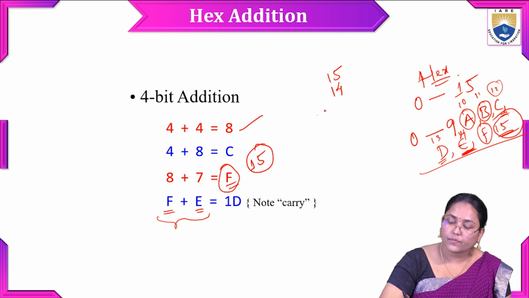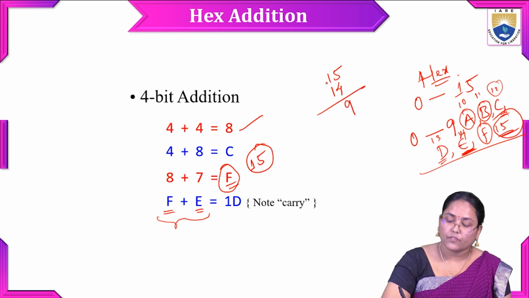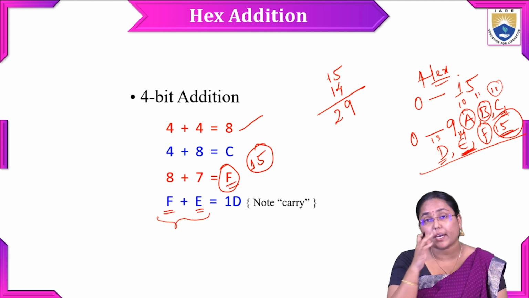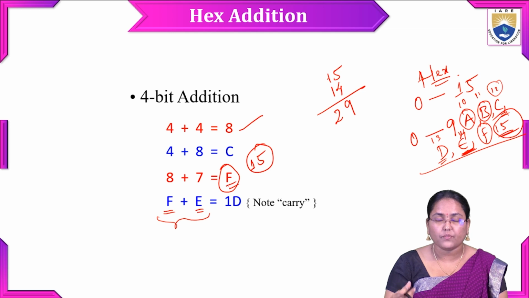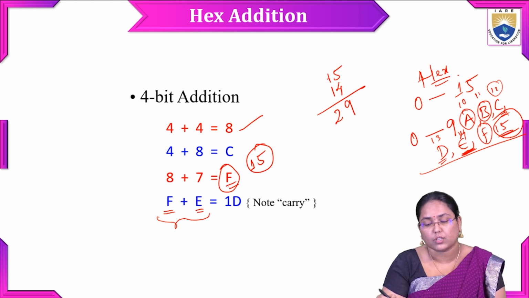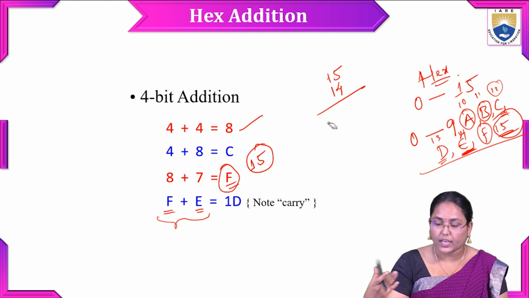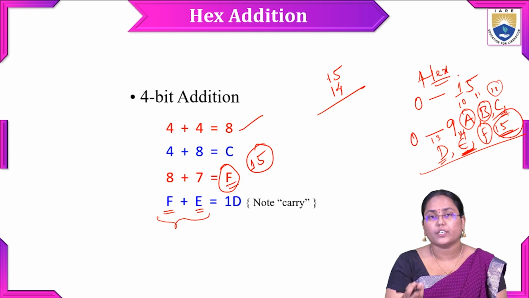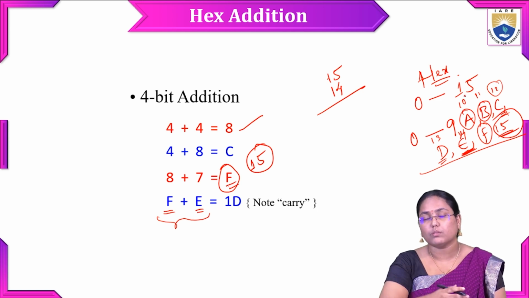Okay, so now once I add these two numbers, 5 plus 4 is 9, 1 plus 1 is 2. Okay, like this I might be getting, but the problem is here we are doing the hexadecimal addition. So for this purpose, whenever I do this particular type of addition, what I need to do is convert it into binary format, and I need to do the addition.